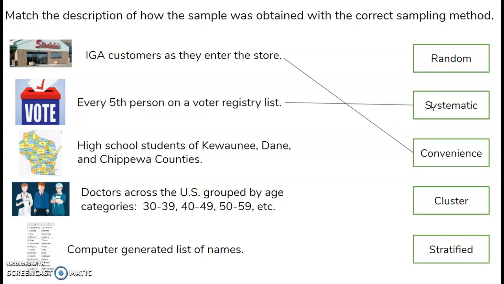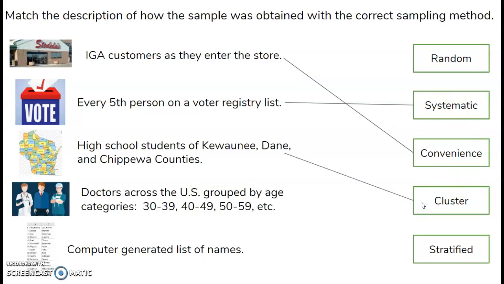All right, the third one, high school students of Kewaunee, Dane, and Chippewa counties. So I'm organizing the people by geography, where they live, and then I'm randomly selecting students out of those 3 counties. So that would be cluster.